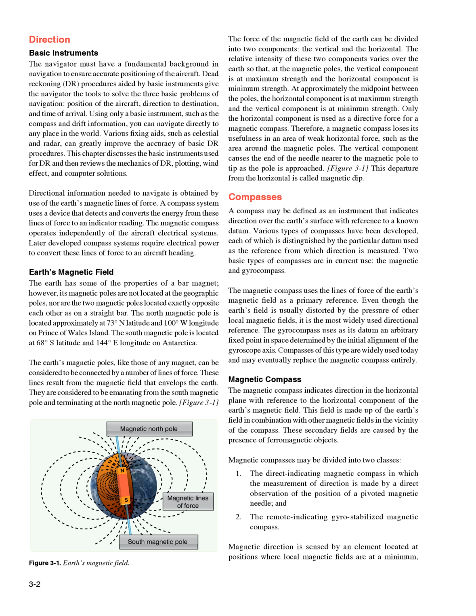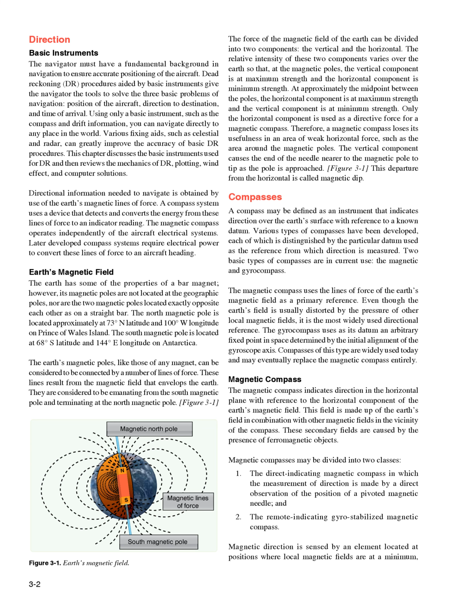Magnetic compass. The magnetic compass indicates direction in the horizontal plane with reference to the horizontal component of the Earth's magnetic field. This field is made up of the Earth's field in combination with other magnetic fields in the vicinity of the compass. These secondary fields are caused by the presence of ferromagnetic objects. Magnetic compasses may be divided into two classes. 1. The direct indicating magnetic compass, in which the measurement of direction is made by a direct observation of the position of a pivoted magnetic needle, and 2.